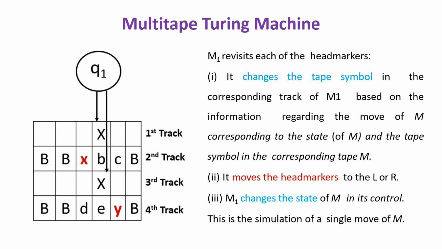As discussed in the previous example, M1 revisits each of the head markers. It changes the tape symbols in the corresponding track of M1 based on the information regarding the move of M corresponding to the state and the tape symbol in the corresponding tape of M. It moves the head markers to the left or right, and M1 changes the state of M in its control. So this is the simulation of a single move of M.